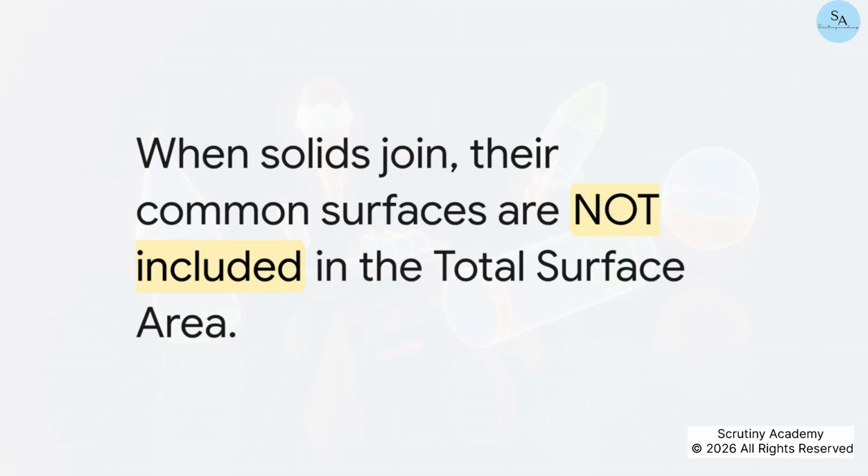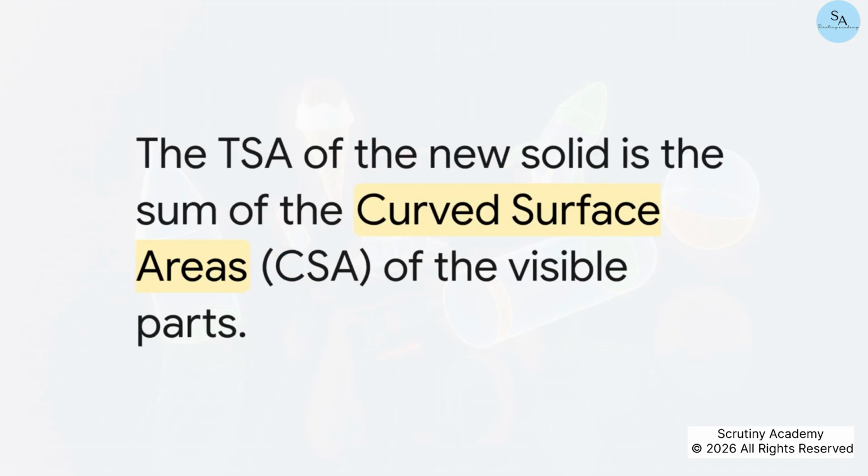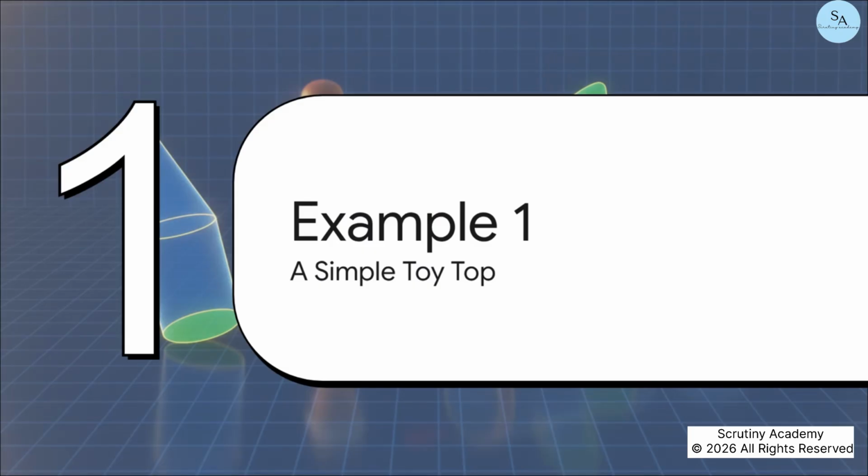Okay, this brings us to the golden rule, the one thing you absolutely have to remember for combined solids. When you join two solids together, the surfaces where they connect, they just disappear. They're not on the outside of the object anymore, so they are not included in the total surface area. And you know what? This rule actually makes our lives way easier. It means the total surface area of the new object is simply the sum of the curved surface areas of the parts you can see. You're only adding up the bits that form the new exterior. Simple as that. All right, enough theory. Let's put this into practice and see how it works.